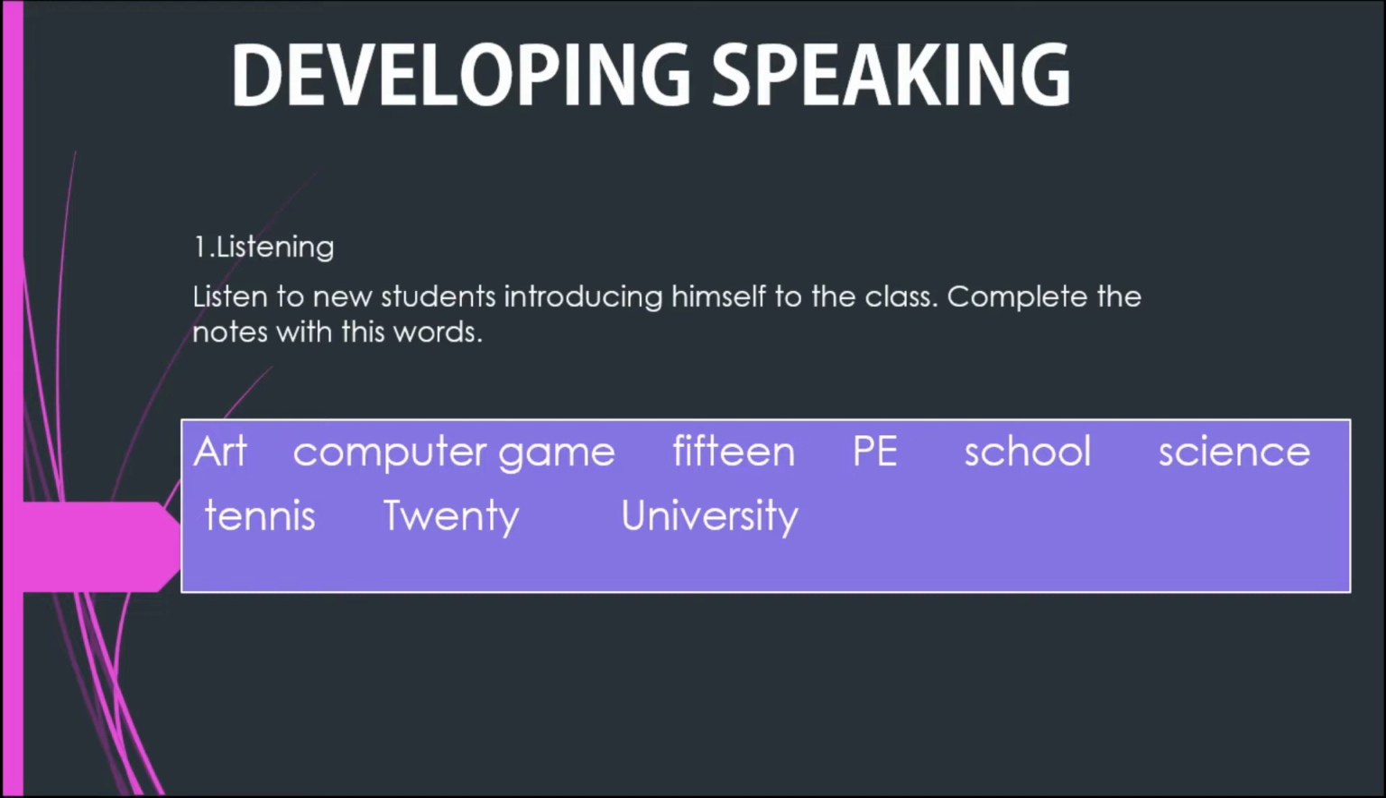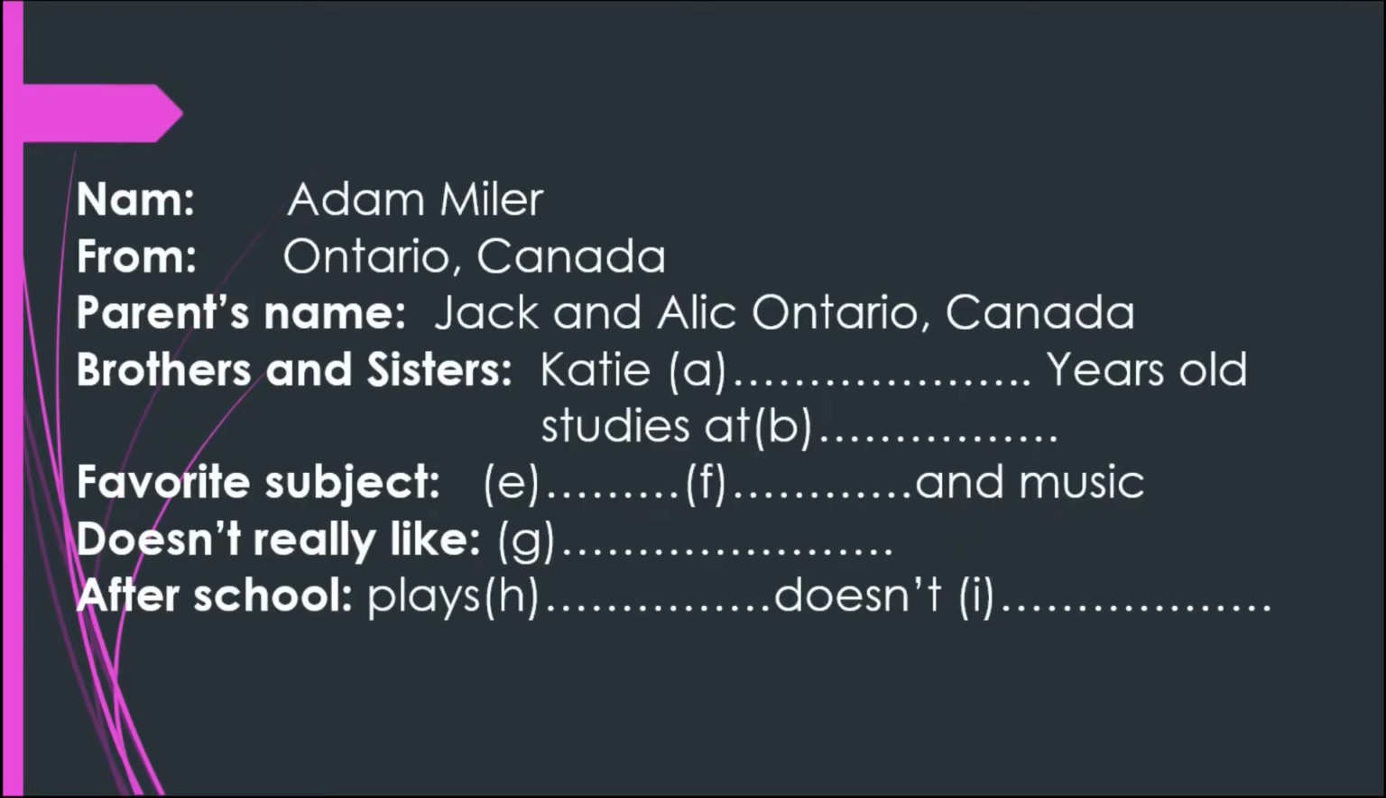Complete the notes with these words. There are many words inside the box: art, computer game, 15, PE, school, science, tennis, and 20, university. Right. So the name is Adam from Ontario, Canada. Parents Jack and Alice. Brother and sister, Katie's. So this is what they want you to complete here.